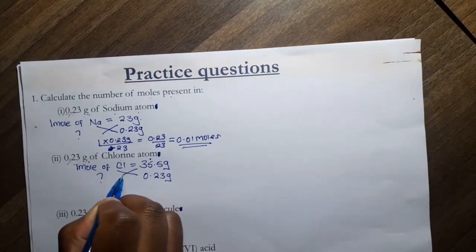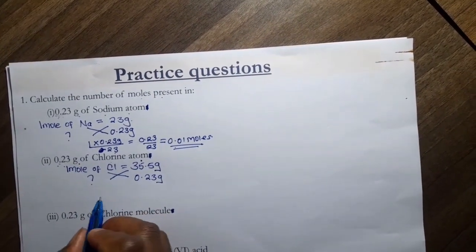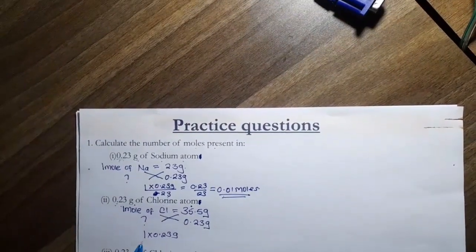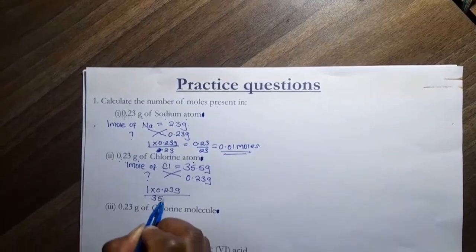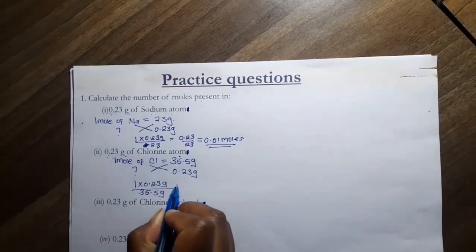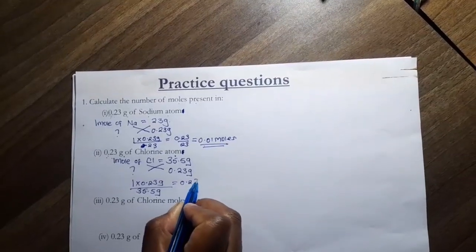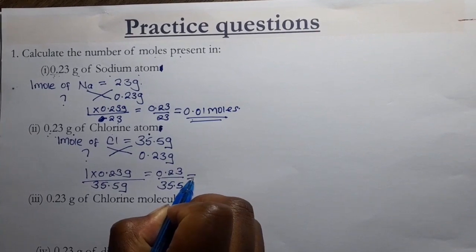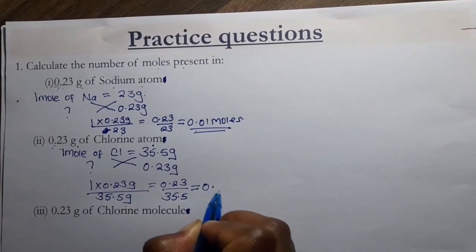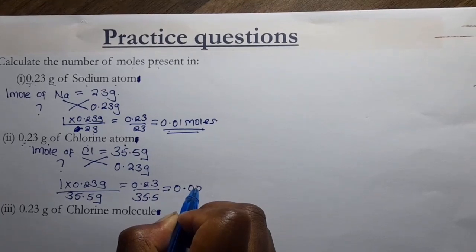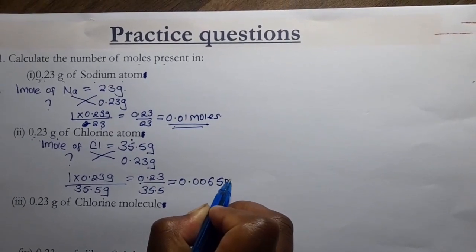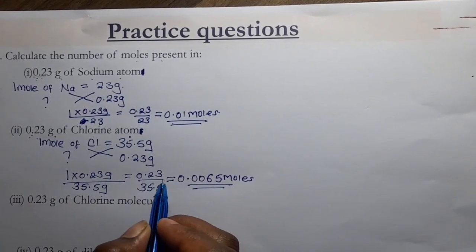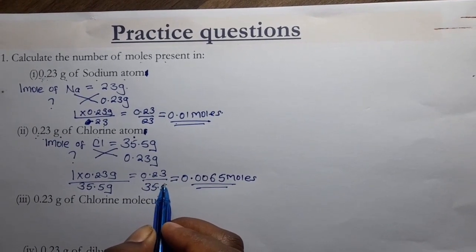Same as what we did up here, we cross multiply. So we shall have 1 times 0.23 grams divided by 35.5 grams. So this is 0.23 divided by 35.5, which is giving us 0.0065 moles. So these are the number of moles present in 0.23 grams of chlorine atoms.